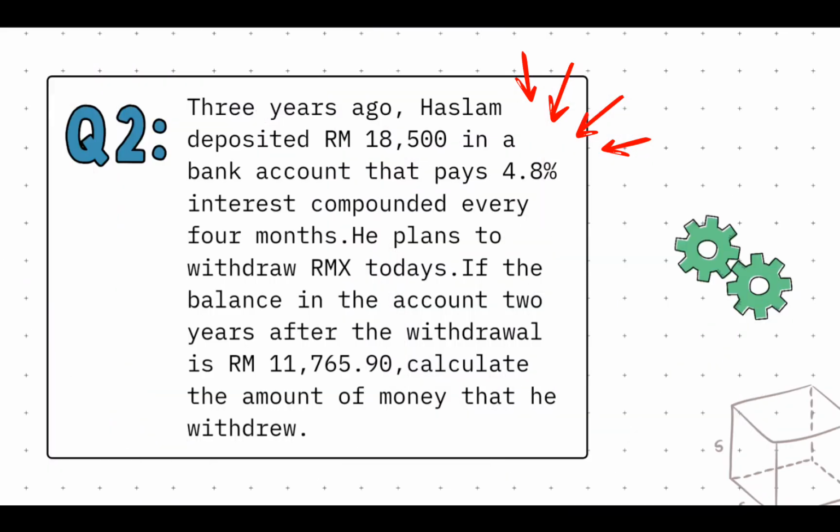Move to question 2. 3 years ago, Haslam deposited 80,500 ringgit into a bank account. This account pays 4.8% interest, compounded every 4 months. He plans to withdraw an unknown amount, called RMS, today. 2 years after he makes the withdrawal, the final balance becomes 11,765 ringgit and 90 cents. Our task is to calculate how much he withdrew.